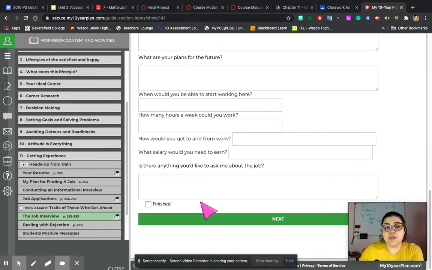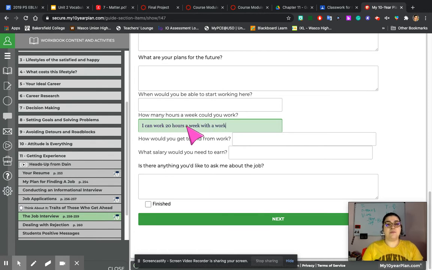So you're going to go through and you're going to answer all these questions. Some of these you can pull off of the application that you did. Like, for example, when would you be able to start work? That was one of the questions on the job application. You can put the same date. How many hours a week can you work? You're going to put, I can work 20 hours a week with a work permit from my school.